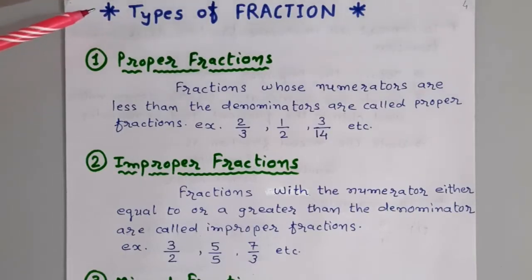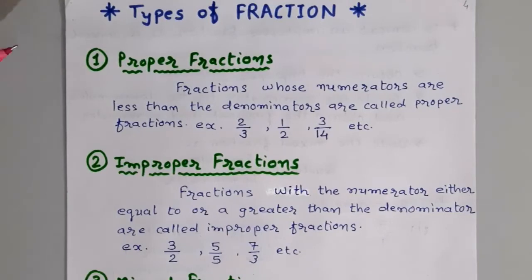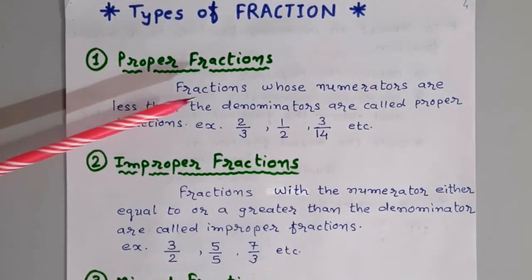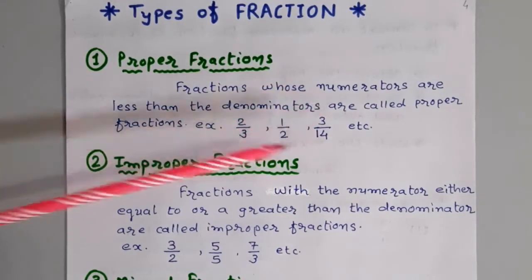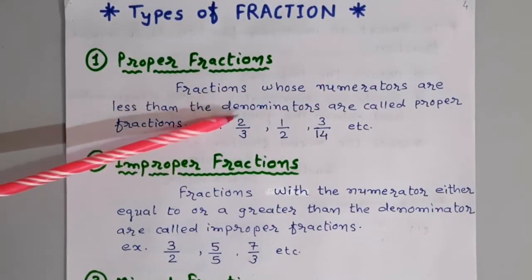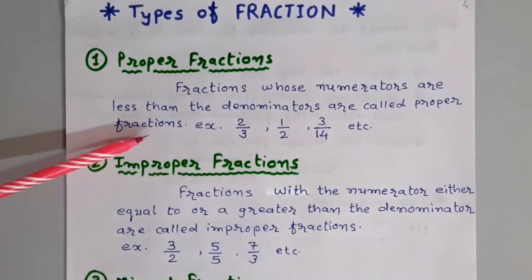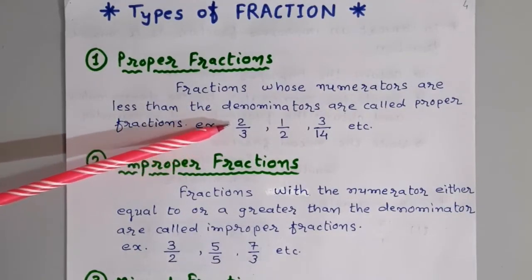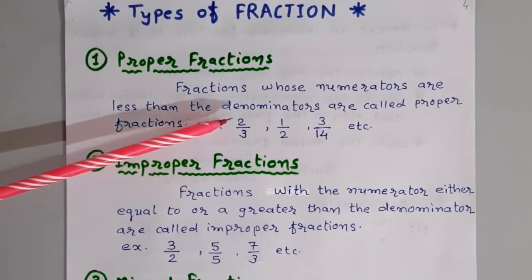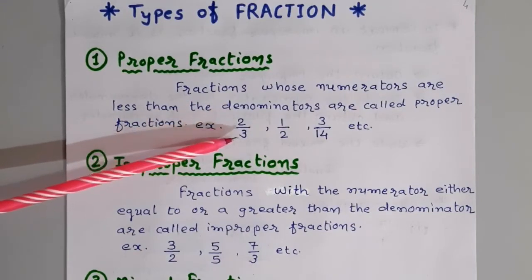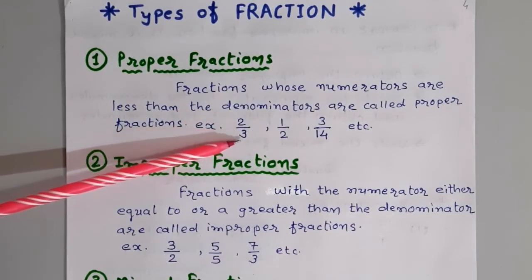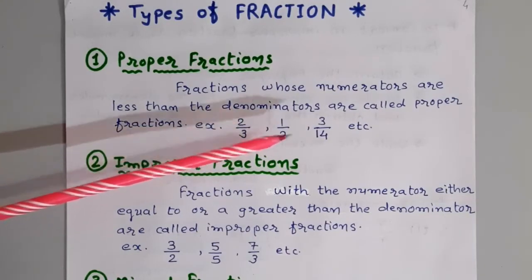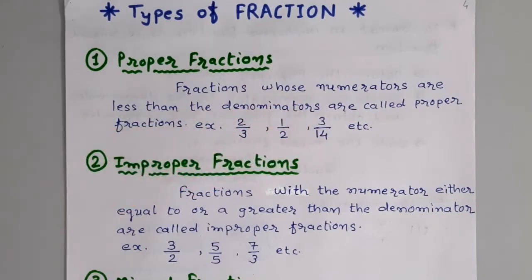Now study about types of fraction. A proper fraction is a fraction whose numerator is less than its denominator. For example, 2 upon 3, you can see that 2 is less than 3, which means the numerator is less than its denominator. In the same way, 1 upon 2, 3 upon 14, etc.